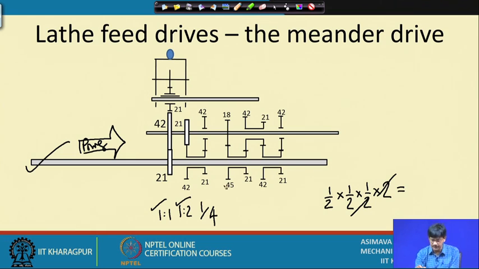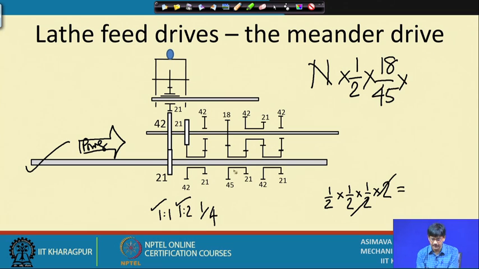So, whatever RPM I am coming with, say n, that is coming here and it is getting multiplied by half. So, n into half into, then the power directly flows this way, comes here 18 by 45, 18 by 45 multiplied by, now it goes this way, 21 by 42, 21 by 42 multiplied by 21. Just a moment, where were we last of all?